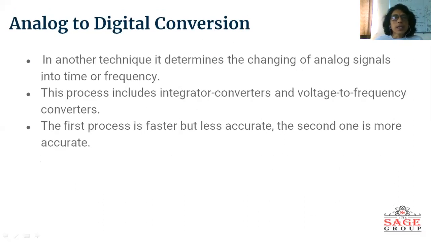In another technique, it converts the analog signal into the time or frequency domain. This includes integrator converters and voltage to frequency converters. The first process is faster but less accurate. The second one is accurate.